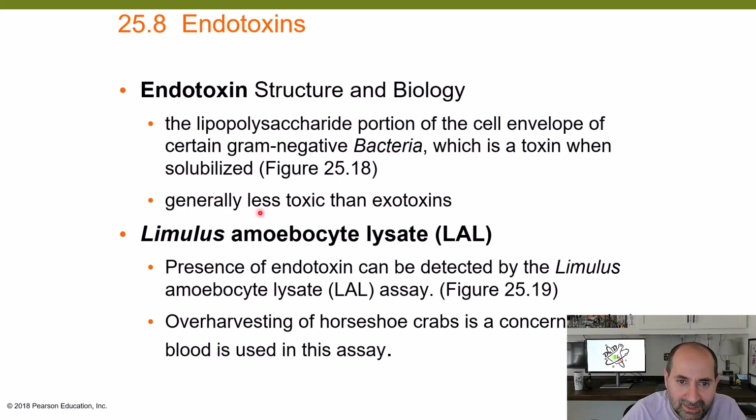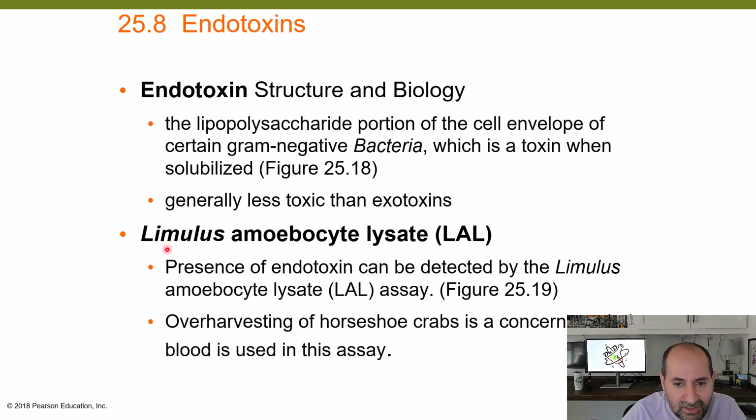It's generally less toxic than exotoxins. Remember, exotoxins are proteins. Endotoxin is not a protein. Endotoxin is simply lipid A. It's the lipid portion of LPS. So it's only found in gram-negatives because only gram-negatives have an outer membrane, right? And the LPS component of that outer membrane of gram-negative cells includes lipid A, endotoxin, okay?